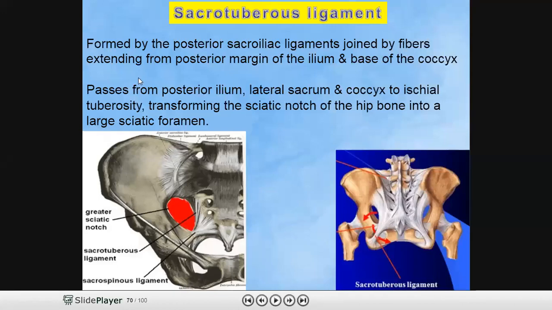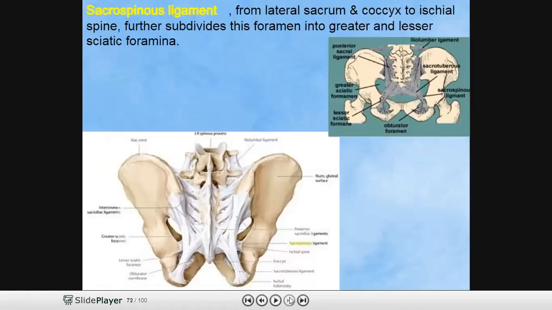So in this picture, we are able to see the sacrotuberous ligament. It is formed by the posterior sacroiliac ligaments joined by fibers extending from the posterior margin of the ilium and the base of the coccyx. Then it passes from the posterior ilium, lateral sacrum and coccyx to the ischial tuberosity like this, transforming the greater sciatic notch of the hip bone into the greater sciatic foramen, this one. Okay, this is the sacrotuberous ligament. Because of this ligament, the greater sciatic notch is converted to the greater sciatic foramen.